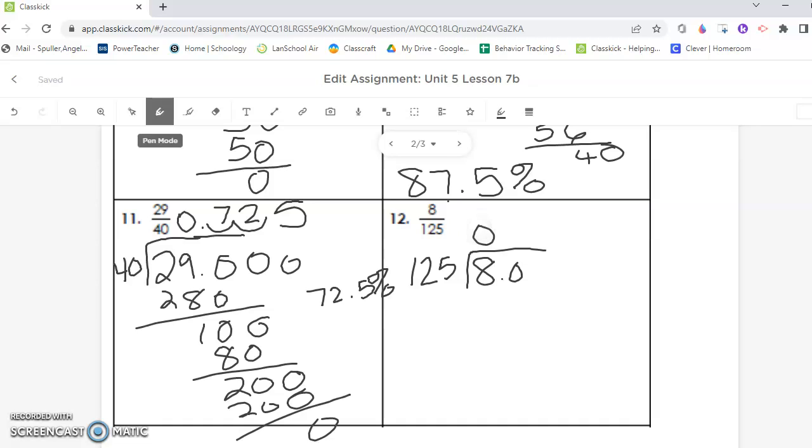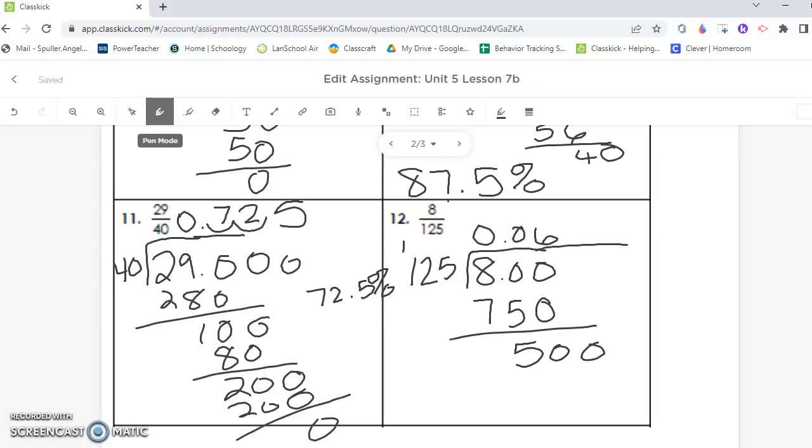0. Won't go in there. Won't go in there. 800 would go in there 6 times. 6 times 5 is 30. Carry the 3. That'll be 6 times 2 plus 3 is 15. Carry the 1. And 6 times 1 plus 1 is 7. That'll give me 50 left.